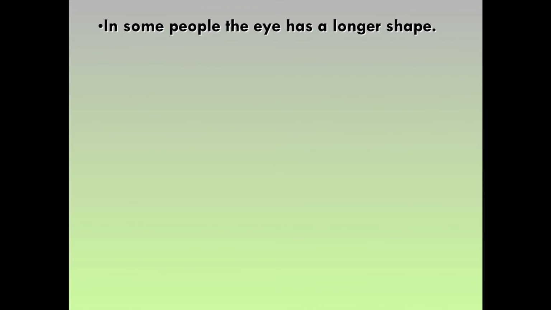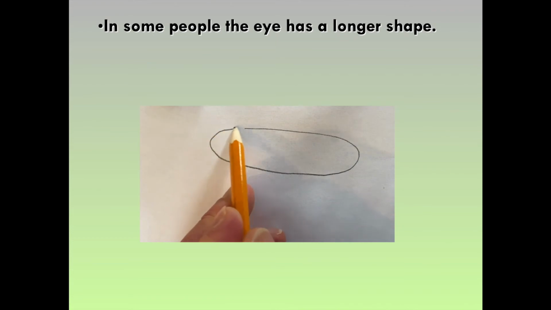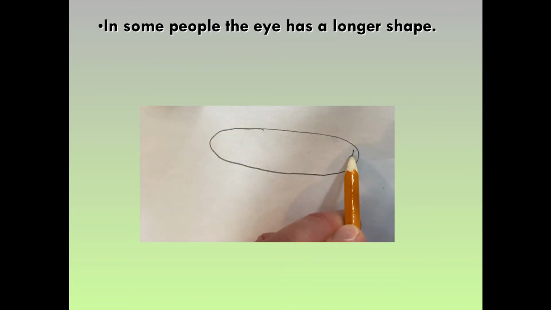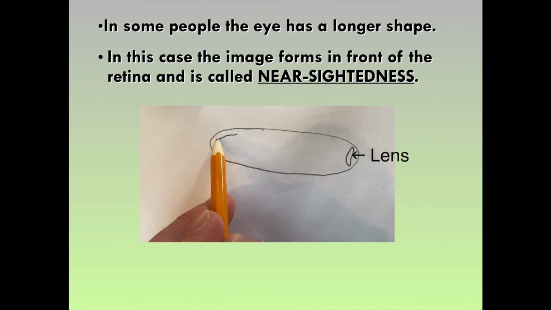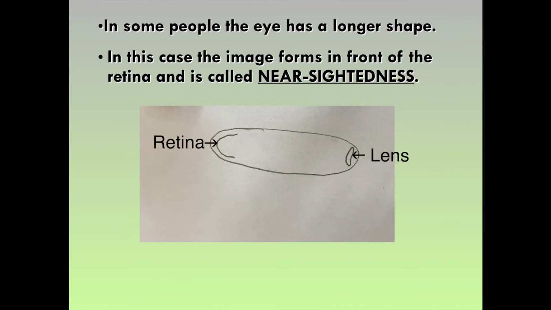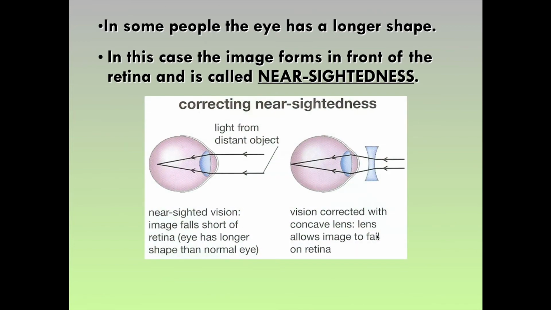Now, in some people, the eye actually has a longer shape, so it's kind of stretched out a little bit. It's stretched out from front to back. In this case, the image actually forms in front of the retina, and it's called nearsightedness if you have this type of vision. So here's a diagram for that and how it actually works. You can see that this eye is sort of elongated, and it stretches out a bit. It's longer this way than it is up and down.